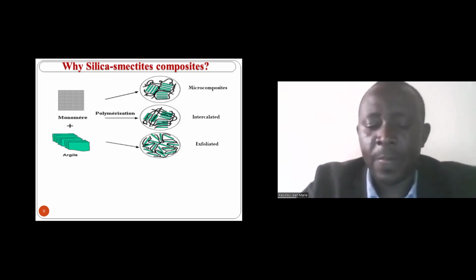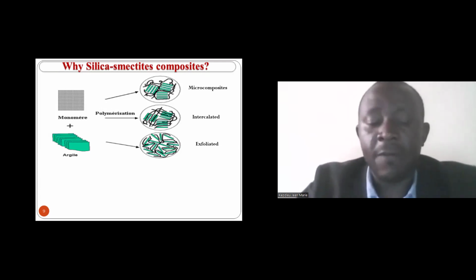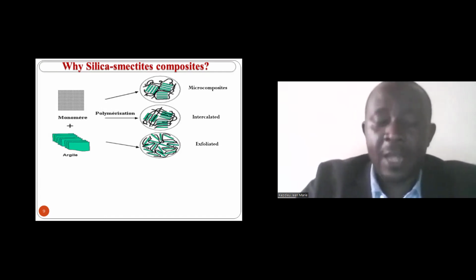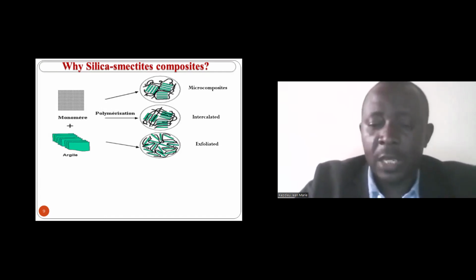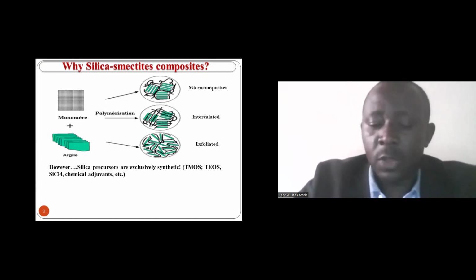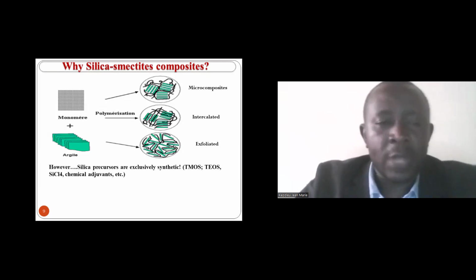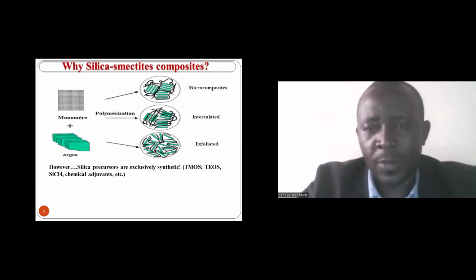They can be dispersed in the phyllosilicate matrix or form core-shell particles. That's what we found in the literature. And we noticed that all the silica precursors used in those works are generally synthetic precursors like TMOS, TEOS, silicon tetrachloride, and other chemical products.